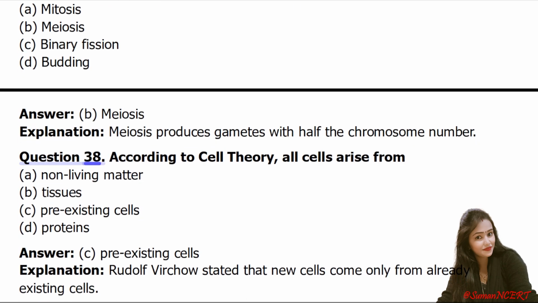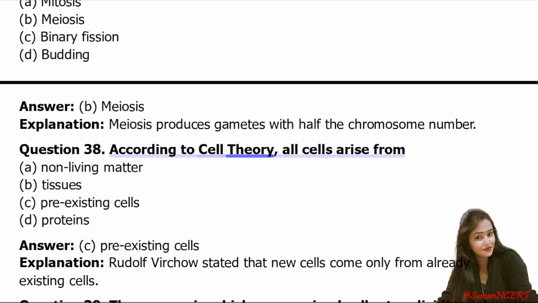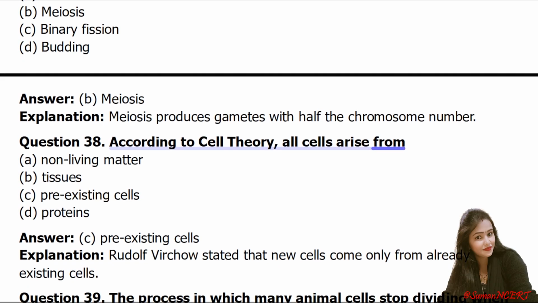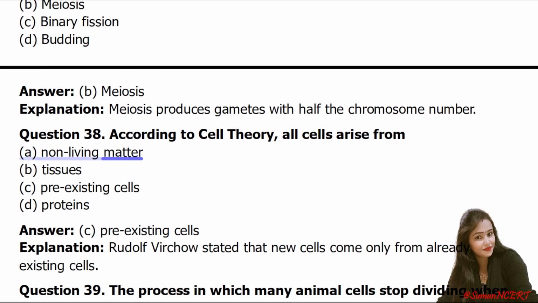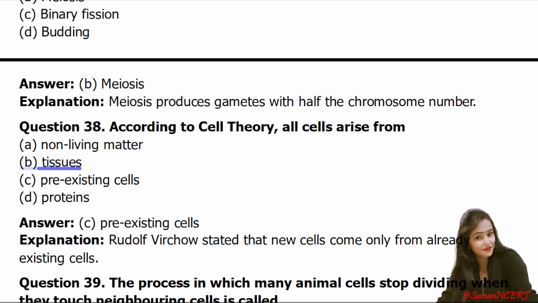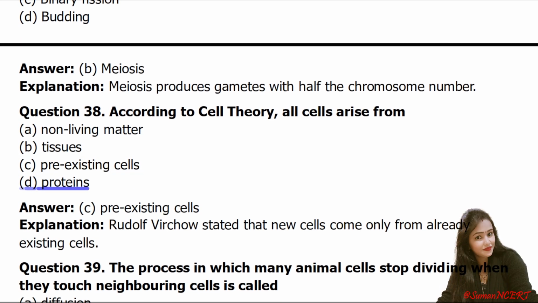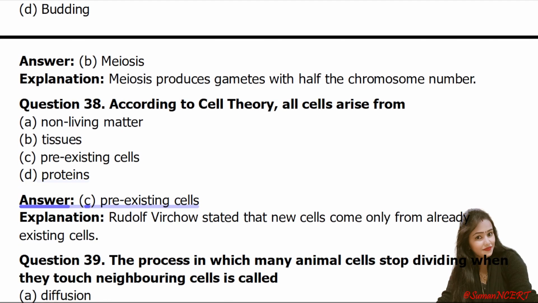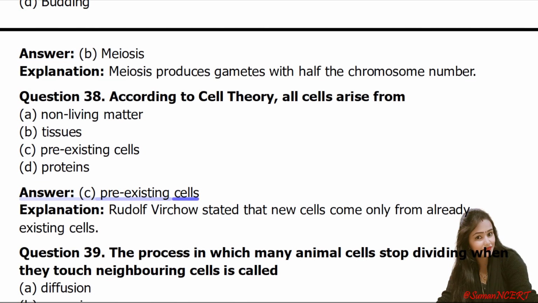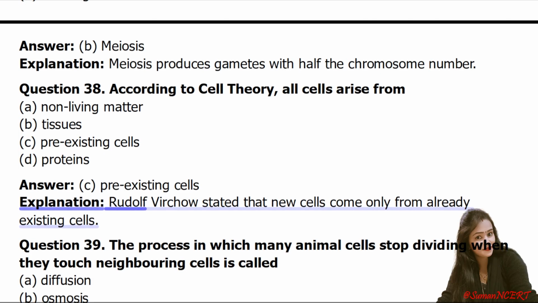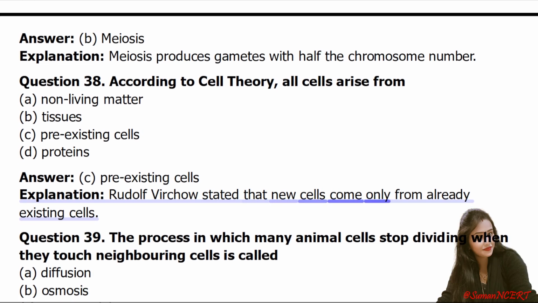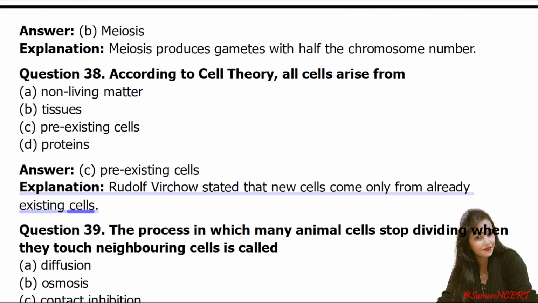Question 38. According to cell theory, all cells arise from A. Non-living matter. B. Tissues. C. Pre-existing cells. D. Proteins. Answer: C. Pre-existing cells. Explanation: Rudolf Virchow stated that new cells come only from already existing cells.